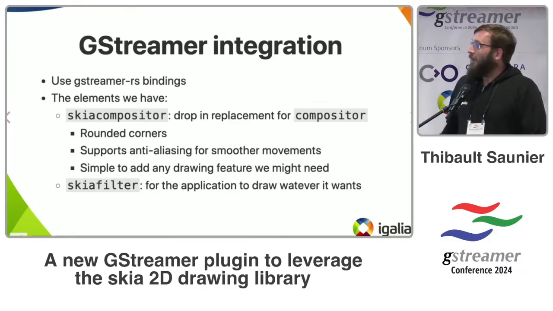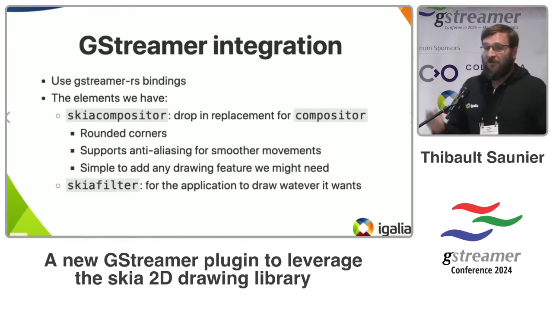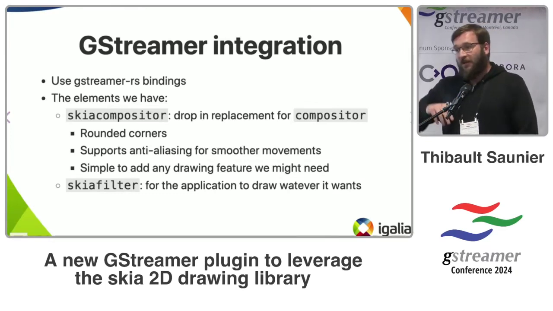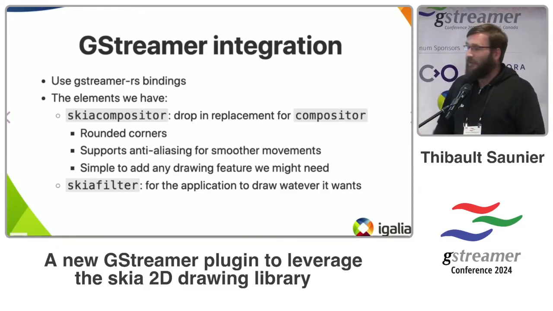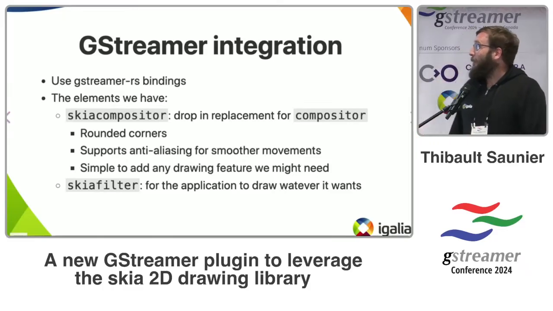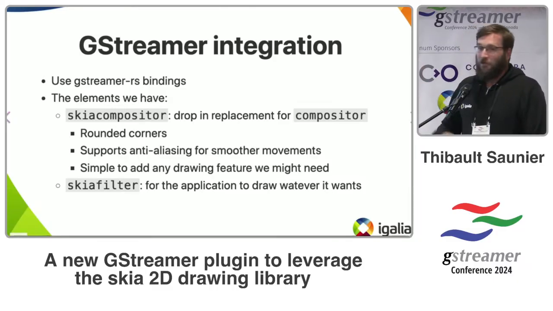So we could add new features very easily, like having rounded corners drawn directly right before doing the compositing. It supports anti-aliasing, so that when you have transitions and movements, it feels cleaner and better for advanced use cases. And we will be able to add more features as people need them, like shadows and things like that, which would be very hard to implement with the compositor that we have upstream.